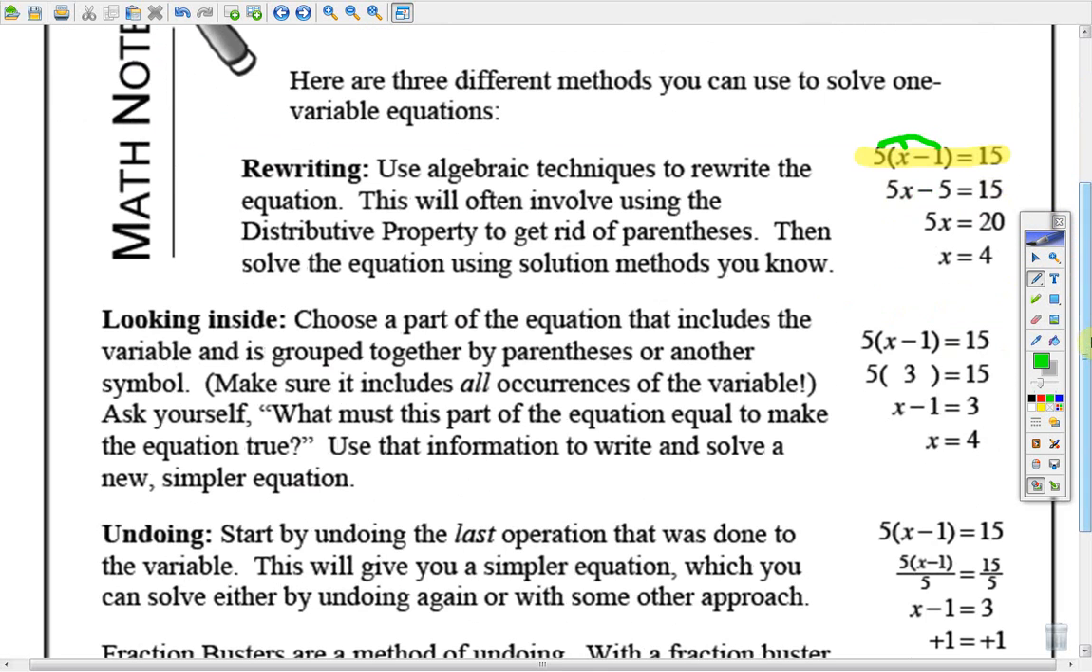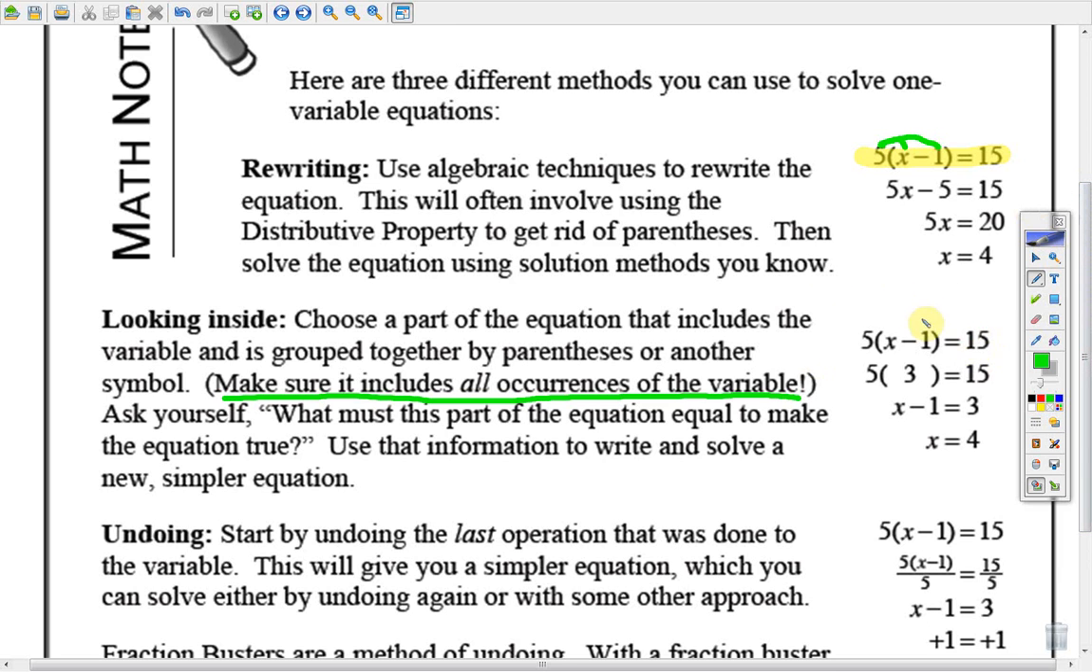So that's a little easier to solve. Next thing we can do is look inside. So choose a part of the equation that includes the variable and is grouped together by parentheses or another symbol. Make sure that this includes all occurrences of the variable, because you don't want to look in here and say, oh, that equals x, but if you have another x out here, that's going to be problematic. Ask yourself, what must this part of the equation equal to make the equation true? And use that information to write and solve the new simpler equation.